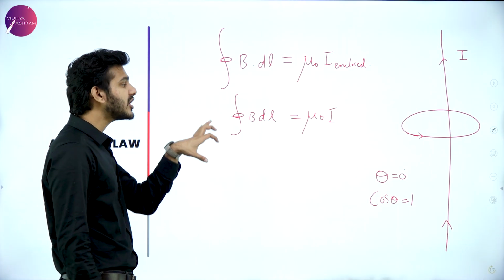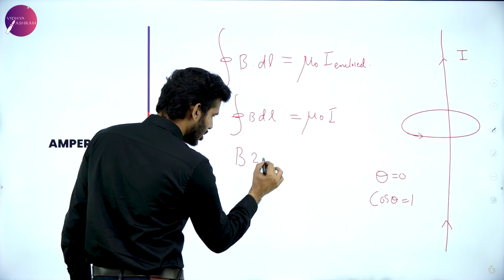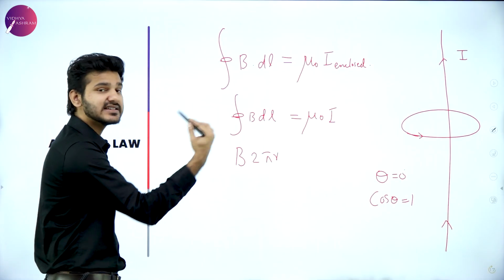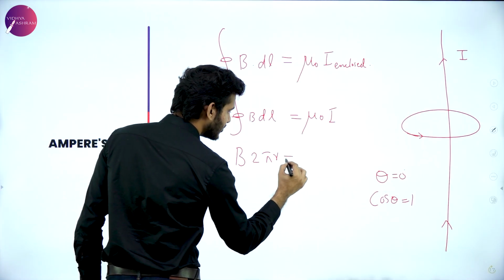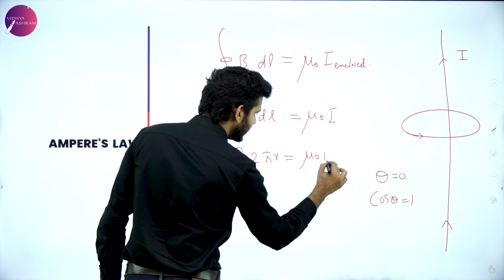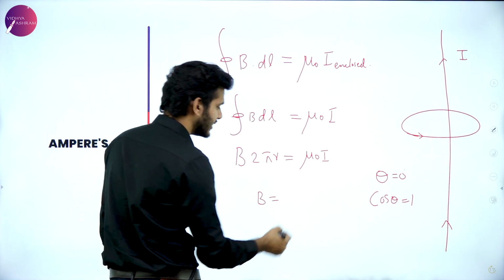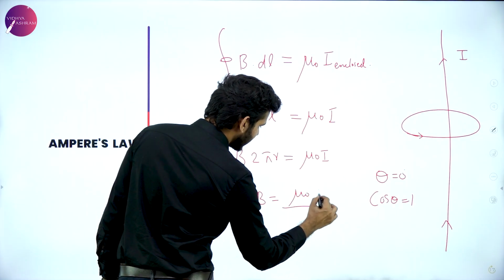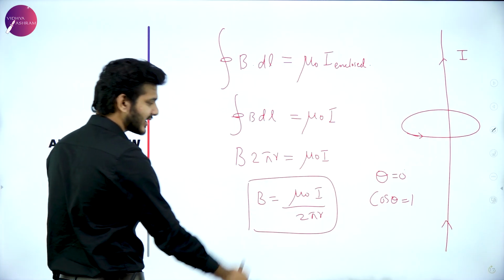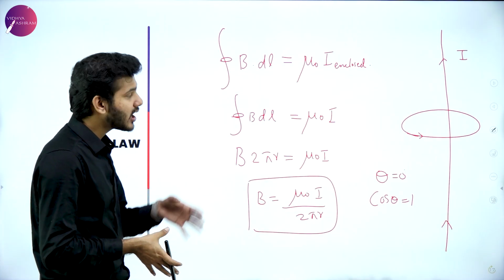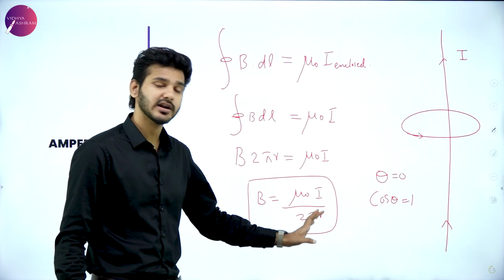And upon integrating this quantity, we will get B into 2 pi r, which is the circumference of a circle, that is this particular wire. Then we can say that B into 2 pi r is equal to mu naught into I. Rearranging this equation, B is equal to mu naught I divided by 2 pi r. And this will give you the magnetic field exerted by a straight long current carrying conductor.